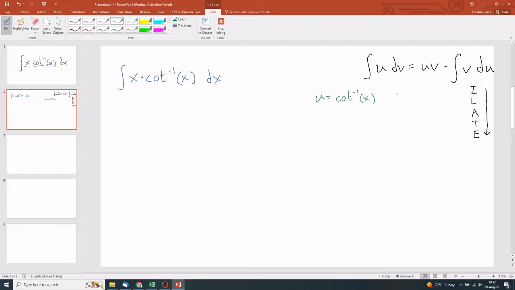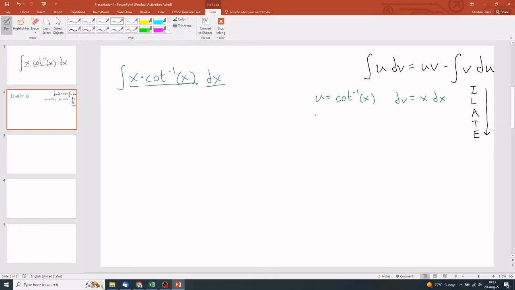And then the dv is everything else. Okay, so we've used this. Everything else besides the integration sign. So we have the x, and then we also have the part my students often forget, the dx. So dv is x dx.